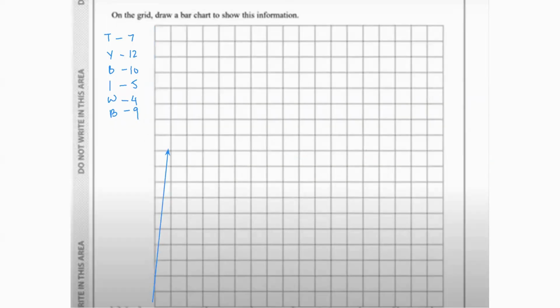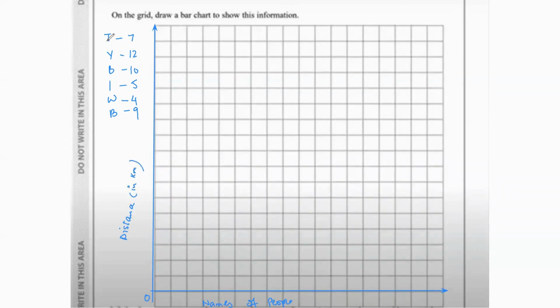The first thing we'll do is draw our axes. So this is our y-axis. This is our x-axis. This is the origin. On the x-axis, we're going to have the names of people. On the y-axis, we're going to have distance in kilometers.